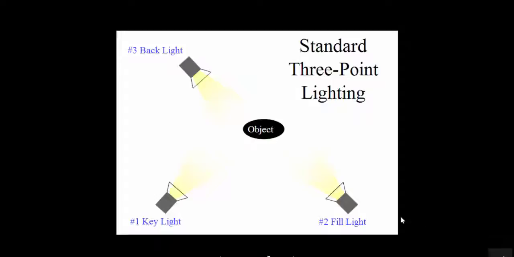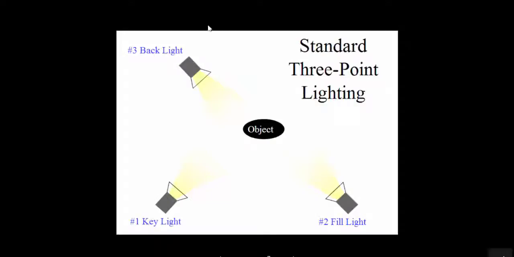We have the fill light. Now the fill light, its purpose is to basically fill out the darker areas on the opposite side of your subject, and it will soften the light emitted from the key light. So what this means is it will just pick up any dark areas or tones, and it will just evenly light out the other side of your object.